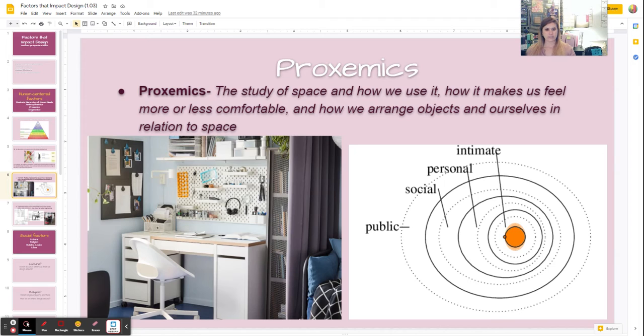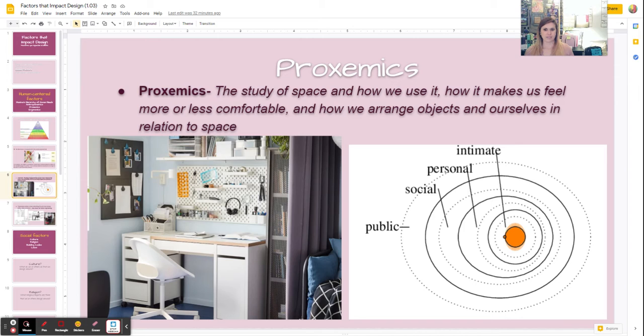So its technical definition: the study of space and how we use it, how it makes us feel more or less comfortable, and how we arrange objects and ourselves in relation to space. For example, people who like a really open space don't like a lot of clutter. That's part of proxemics, how we arrange objects in relation to ourselves in space. The opposite, like hoarders, keep all these special items because they mean something to them.